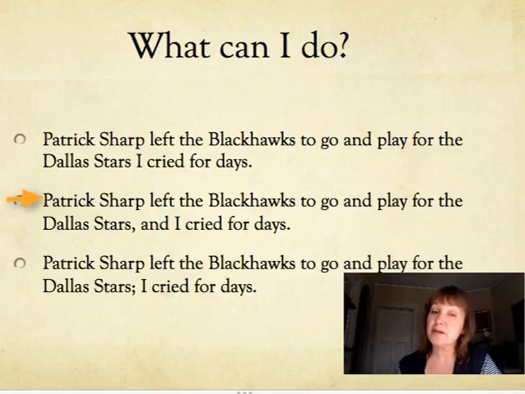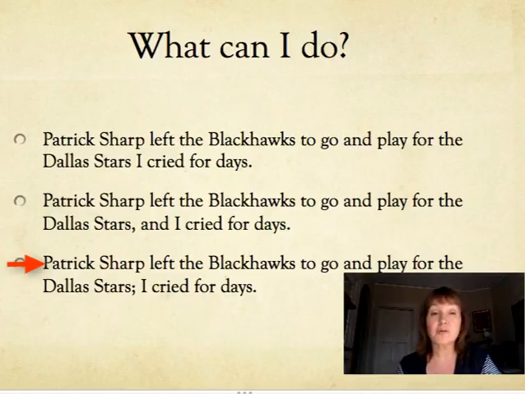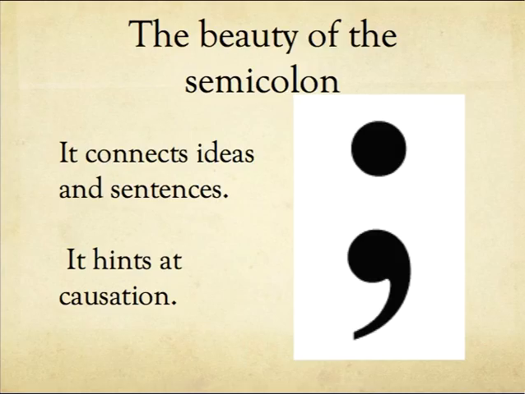The second one is grammatically correct. Patrick Sharp left the Blackhawks to go and play for the Dallas Stars, and I cried for days. The coordinating conjunction "and" combines those two sentences, but it doesn't quite give the emotion that I wanted to convey with this sentence. The "and" just kind of makes it seem like then there was this other thing I did. Let's show the connection and use sentence pattern number 1. Patrick Sharp left the Blackhawks to go and play for the Dallas Stars; I cried for days. Here's the beauty of the semicolon. It connects ideas and sentences, and it hints at causation.